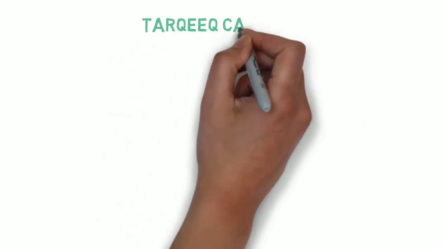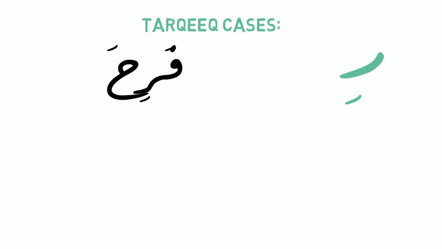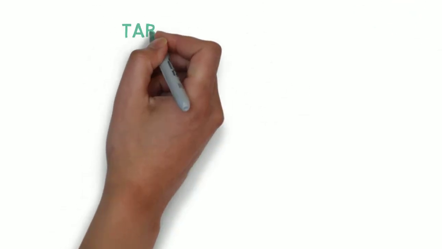Now moving on to the tarqeeq cases. So the first case, obviously, is when Ra has a kasra on it. In that case, it should be pronounced with tarqeeq as a light letter, such as in the word fariha. Another case is when Ra itself has sukoon, but before is a vowel, again only talking about the vowel, such as in the word qadir. Here you have a vowel before the Ra.